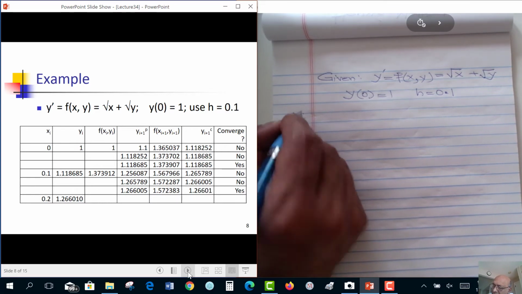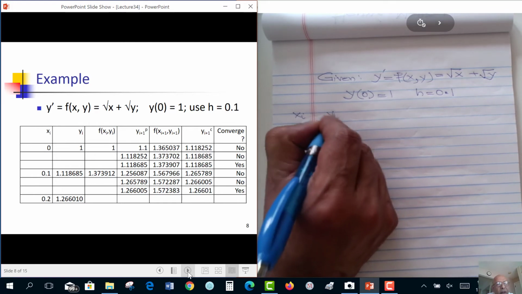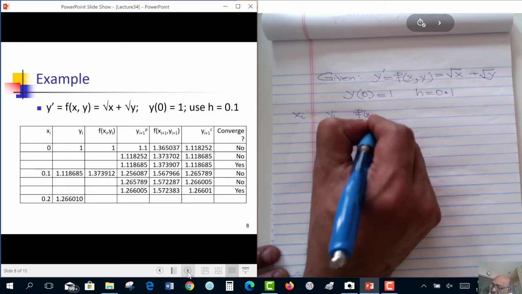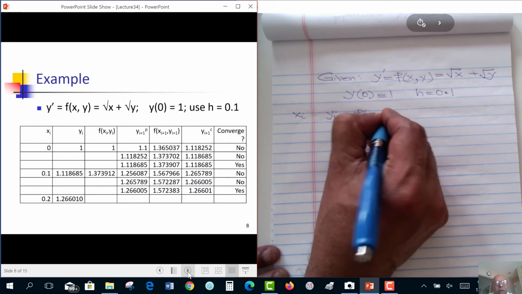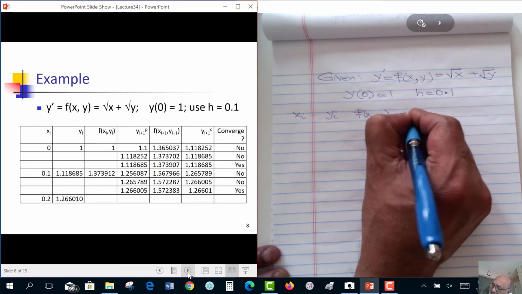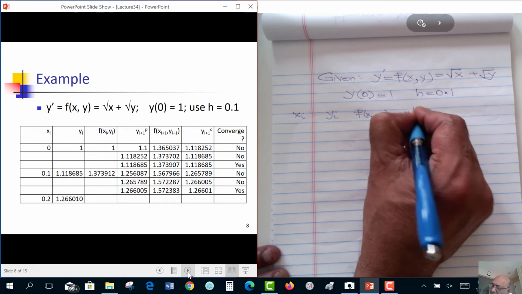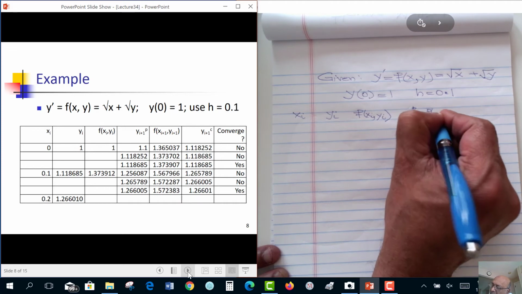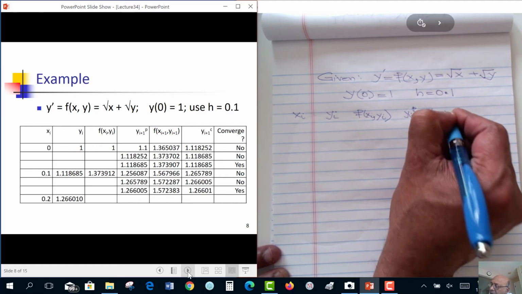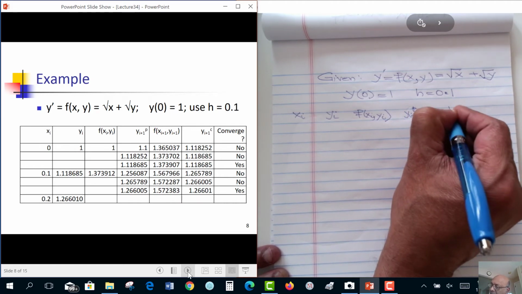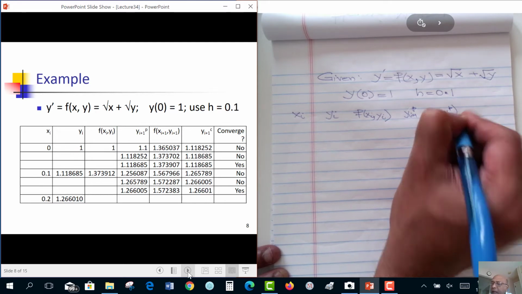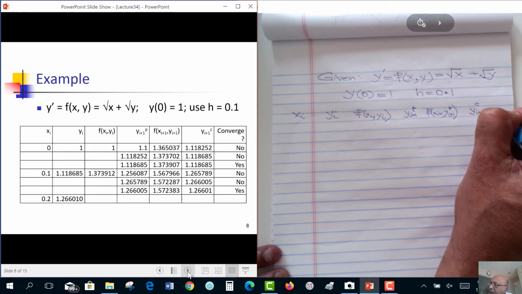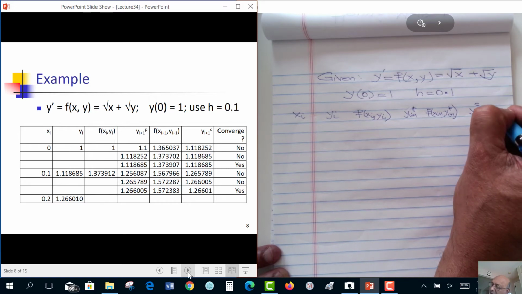So this is xi, this is yi. Then we'll compute the function at xi, yi. Then we'll get our yi plus 1 predicted value. Then we'll compute the next slope using this predicted value. And then we'll get a corrected value. And we'll decide have we converged or not.